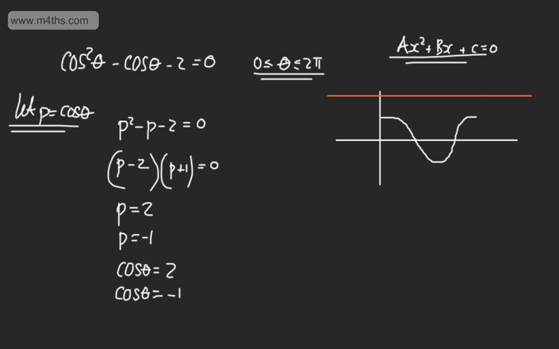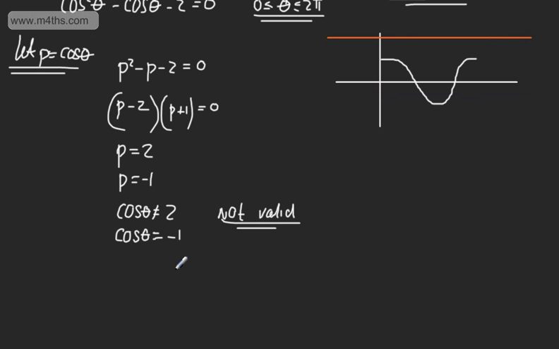The answer is never. Therefore, we can state that cos theta is not equal to 2. Therefore, that is not a valid solution. So no, or not valid, or no real solutions. So there we go. That's what we end up with. So all we've got to deal with is cos theta is equal to minus 1.